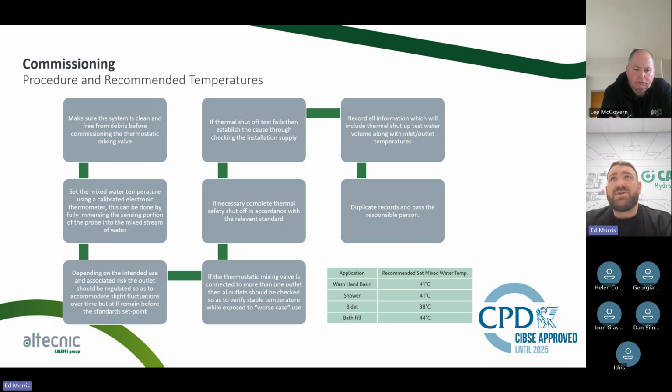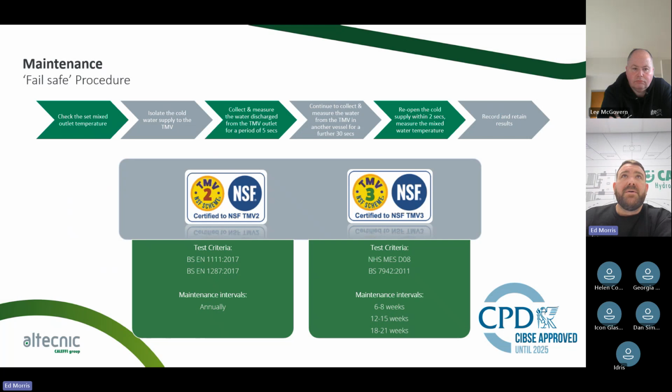A little bit of recommended temperatures as well there: wash hand basins 41 degrees, showers 41, bidets 38, bath fill 44. But again, it depends on the application, depends on the scenario, depends on the intended usage as well. So just a little bit of recommendations there when it comes to those.